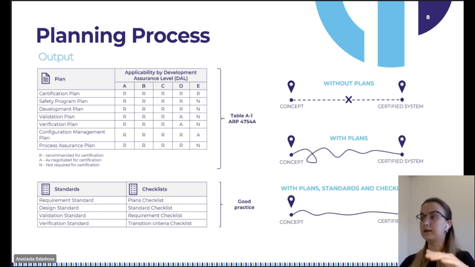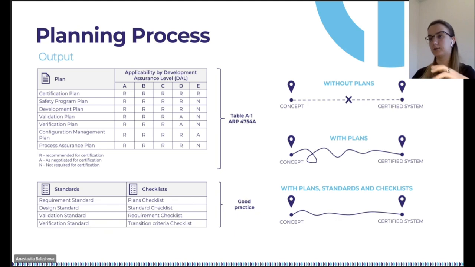ARP4754A. As you can see, the need to issue certain plans depends on design assurance level. I believe that most attendees are aware of it, but if you don't know what this metric is, that's all right. We will figure it out and determine how to assign DAL to functions or items. So the DAL is a measure of the rigor applied to the development process of aircraft systems or items.